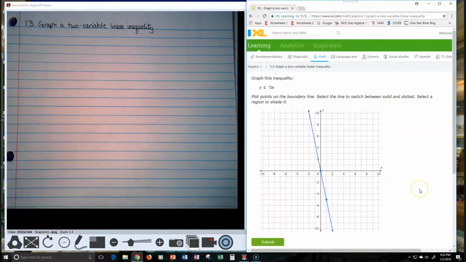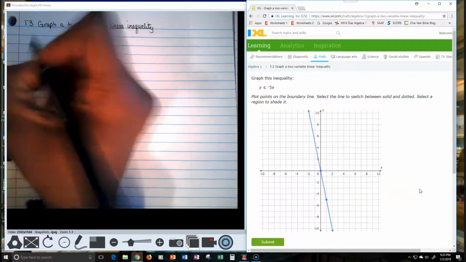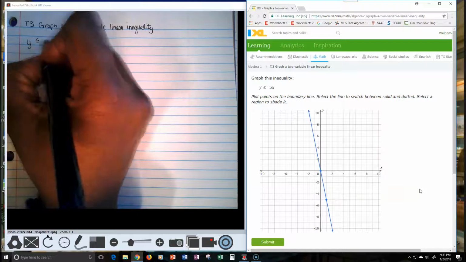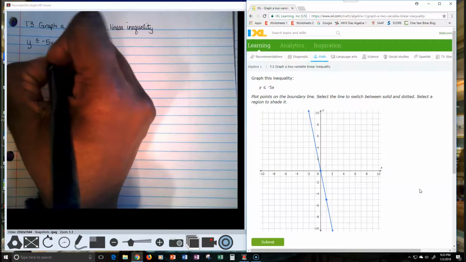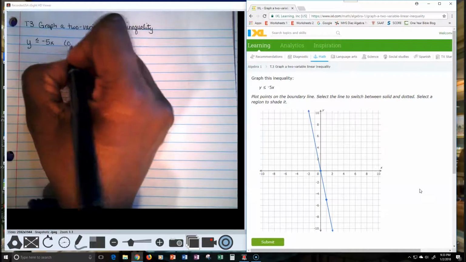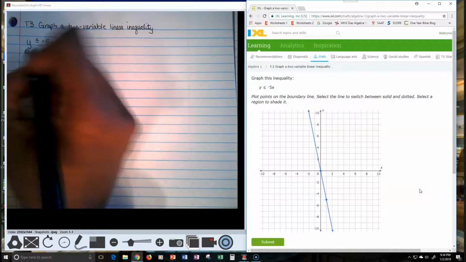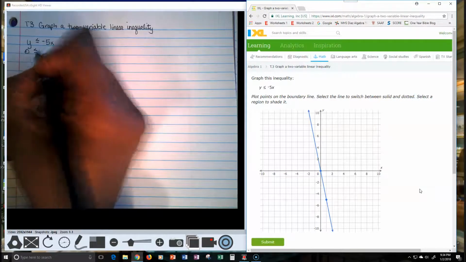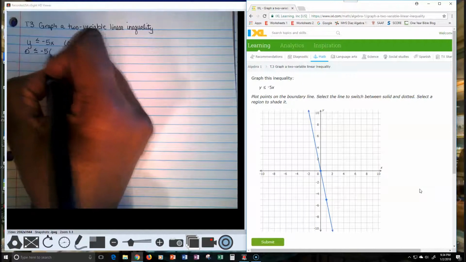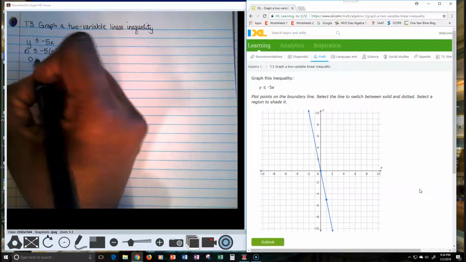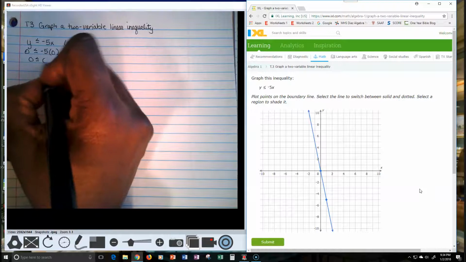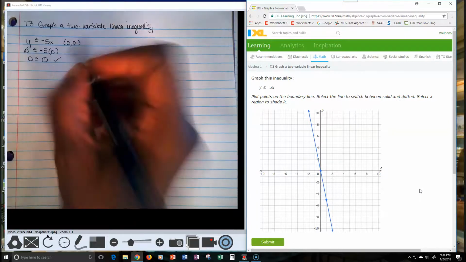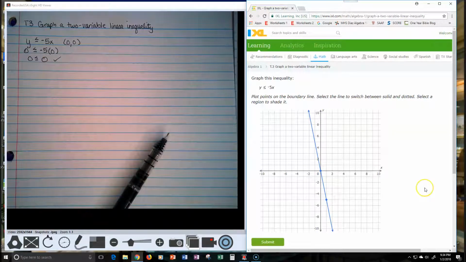Well, in this case, you might want to go ahead and test your point. So y is less than or equal to -5x. We're going to test 0, 0. So I'm going to put a 0 in for y: 0 less than or equal to -5 times 0. 0 less than or equal to 0. Is that a true statement? Yes, it's true. So we're going to shade the side that includes 0, 0. Now here's the other question. Well, both sides include 0, 0.